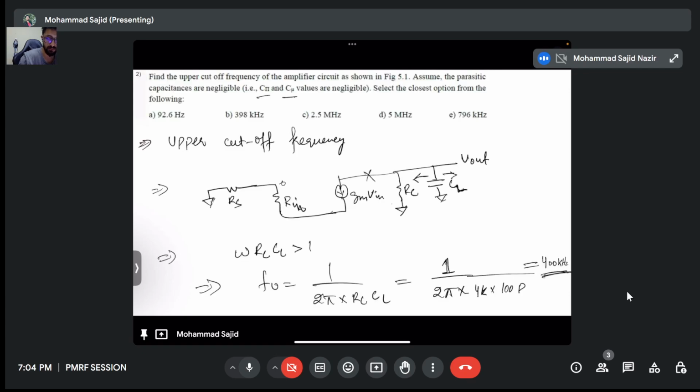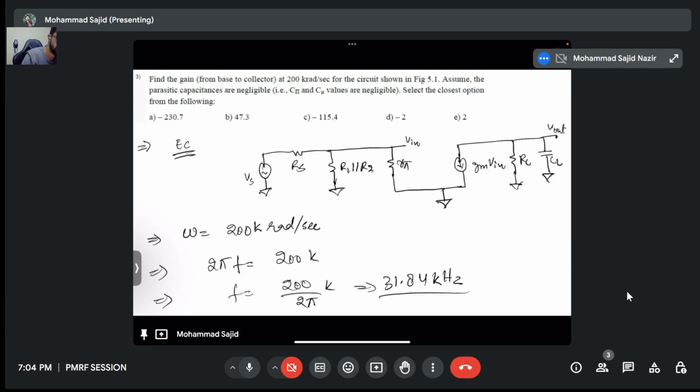But in the previous question, we found that the upper cutoff frequency is 400 kilohertz. So this frequency of interest is less than that. Therefore, we need to use the CL. And note that I have ignored this capacitance, which, at this frequency, is also shorted. Okay, now we have this. What we need to find is the gain.